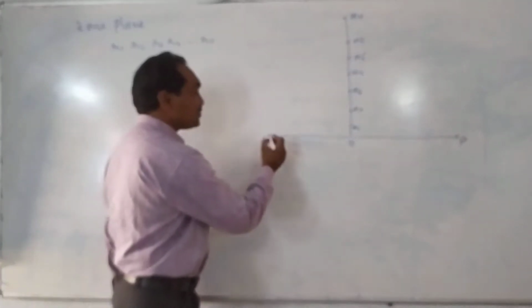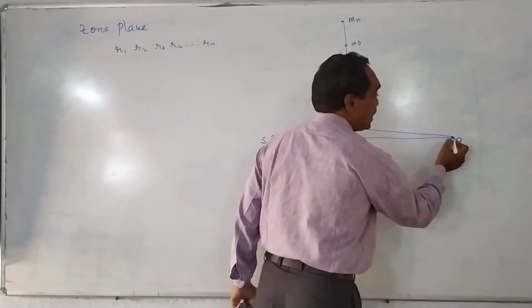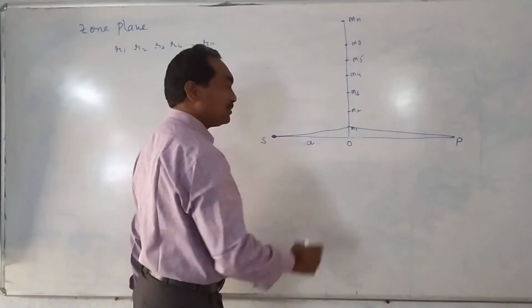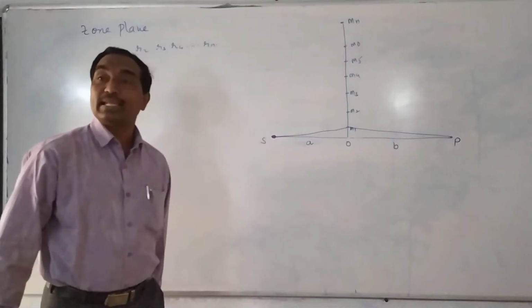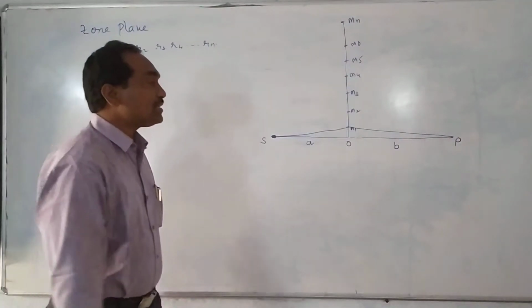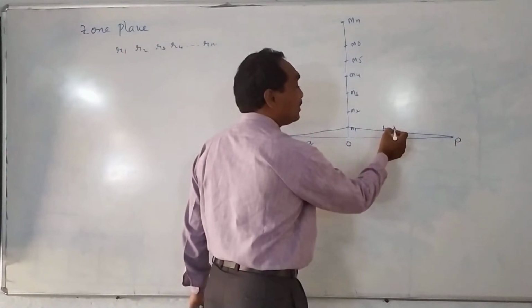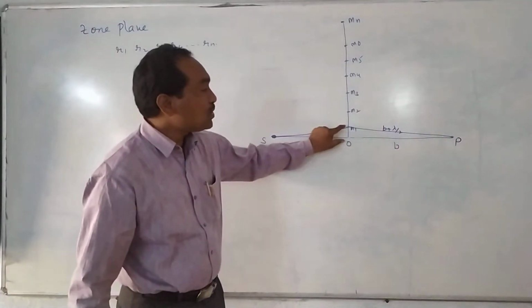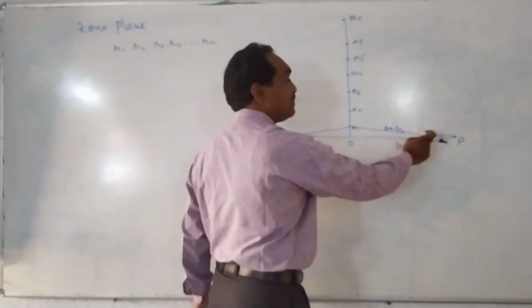So we know from this source, when the light is incident from the first half period zone, the light ray reaches a point P along this direction. Now SO is taken as a, the distance, and OP is taken as b. In the Fresnel half period zones, we discussed that. Now what is the distance between M1 and P? b plus lambda by 2, because we know the path difference between two consecutive half period zones is lambda by 2. So M1P is b plus lambda by 2.